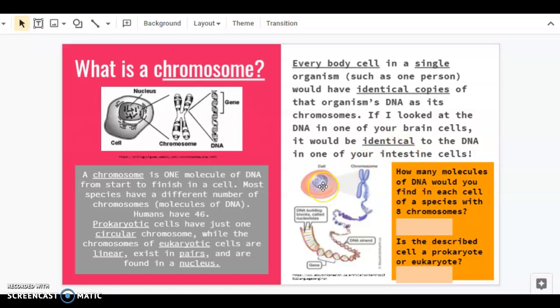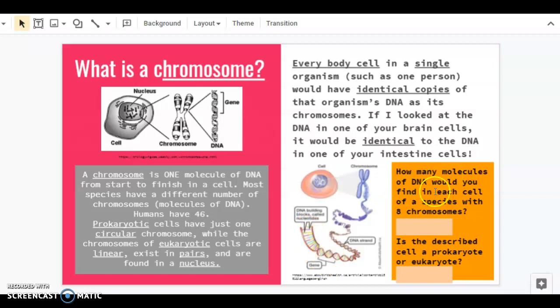Here we have a picture again of a cell and a single chromosome from that cell. And if you unwind the chromosome, you will find it's made of a molecule of DNA, which can be divided into sections called genes. Each gene would have hundreds of nucleotides as its building block.